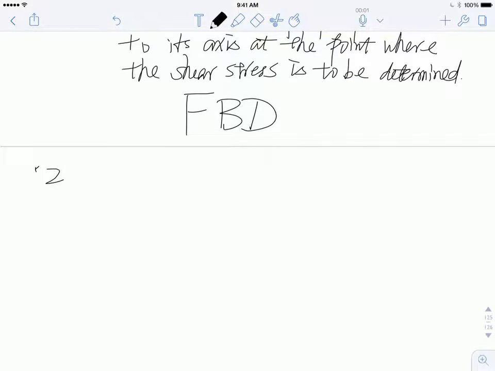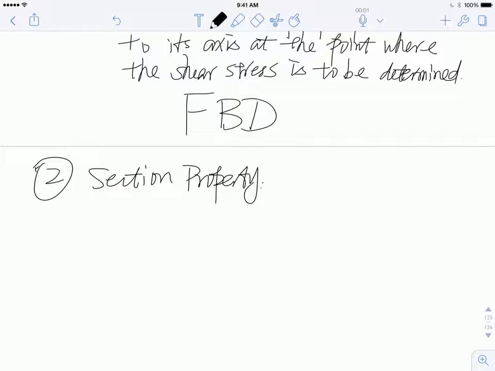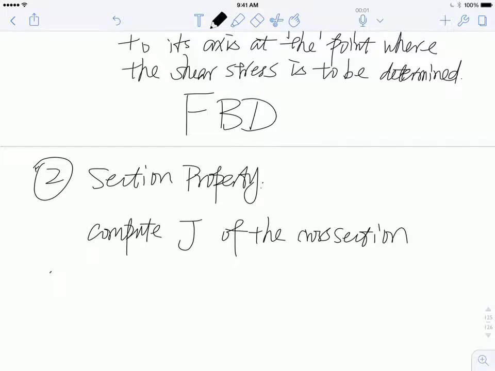Second, it's called section property. We need to find J of the cross-section area. If it's a solid, just use pi over 2 c to the fourth, right? If it's a hollow, then just pi over 2 times CO to the fourth minus CI to the fourth, okay? So we need to calculate that.